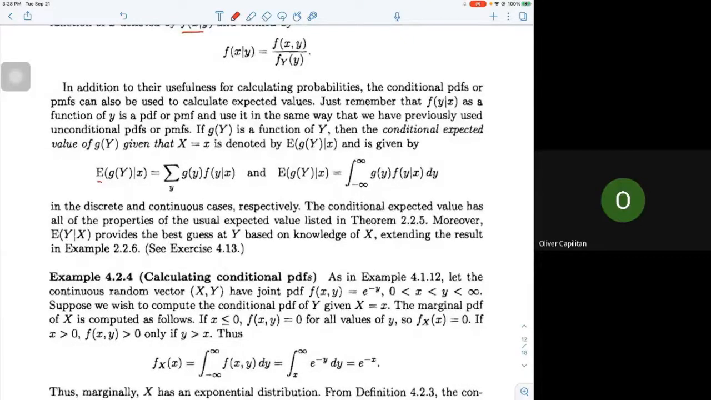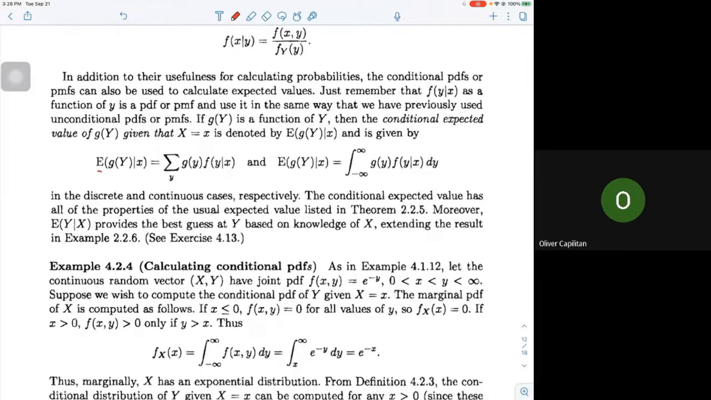Okay, so the conditional expected value has all of the properties of the usual expected value listed in theorem 2.2.5. So the properties we have when we only have one random variable, for the expectation, can also be applied to this conditional expected value. Moreover, the conditional expectation of y given x provides the best guess at y based on the knowledge of x. Let's have an example.